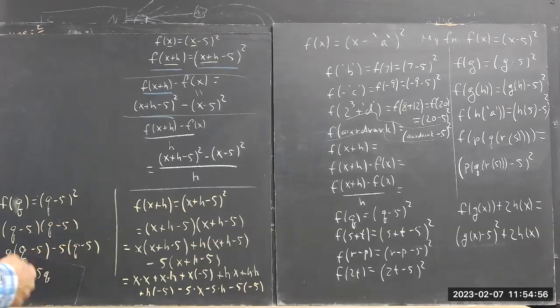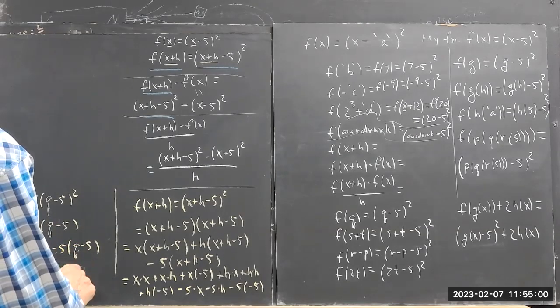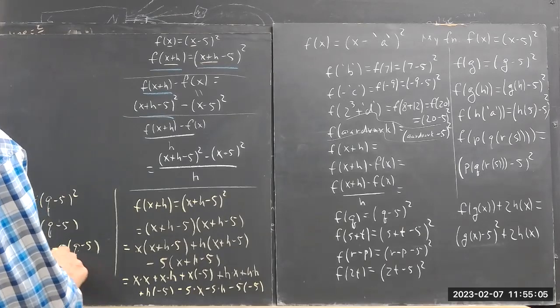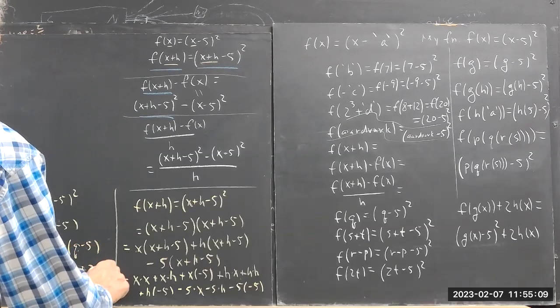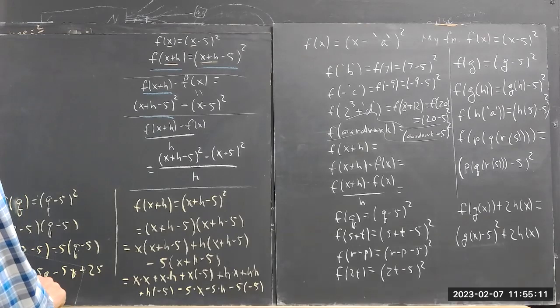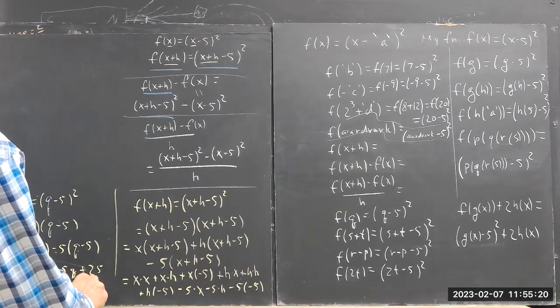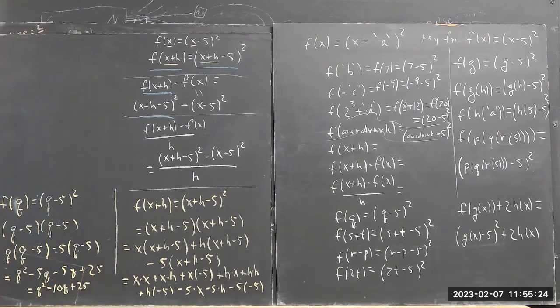As q times minus 5 is minus 5 times q. Here's minus 5 times q. And minus 5 times minus 5 is plus 25. And you end up with q squared minus 10q plus 25. So if you don't totally understand that, you want to look at it again.